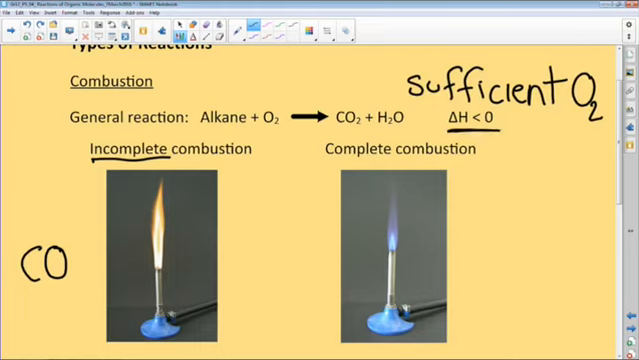Now, delta H is negative. You learned that in grade 11. That means it is exothermic. It gives off lots and lots and lots of heat, which is why alkanes are very good fuels.